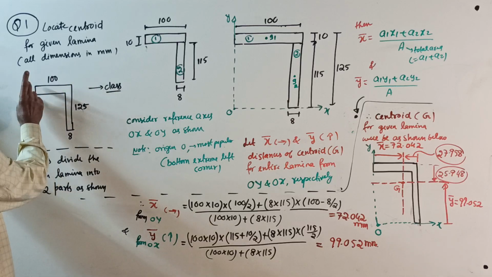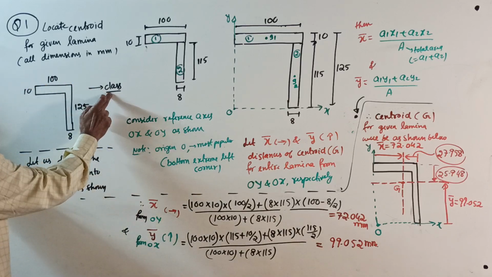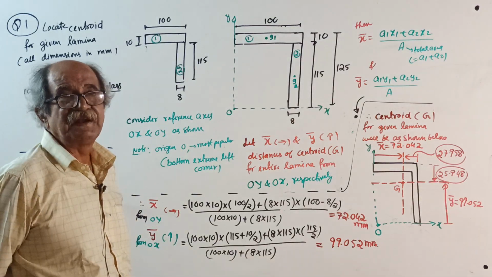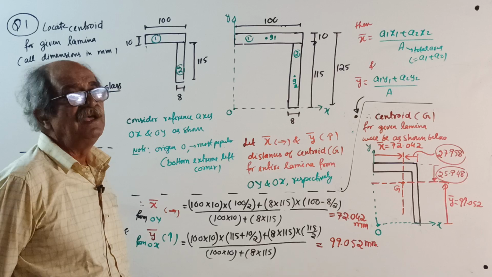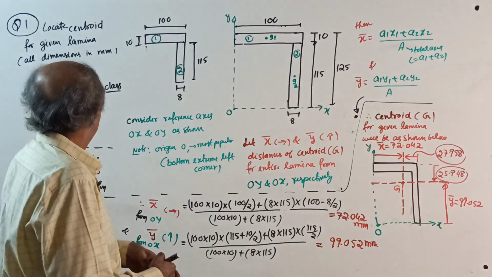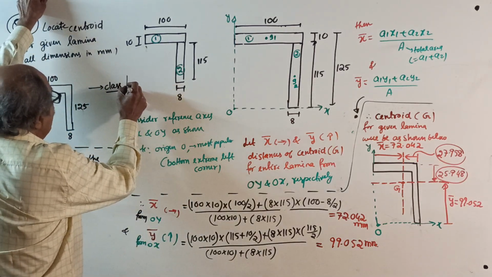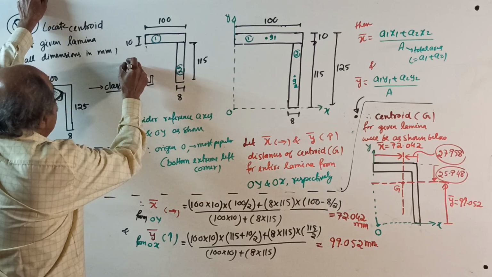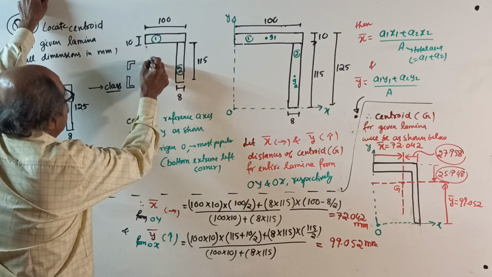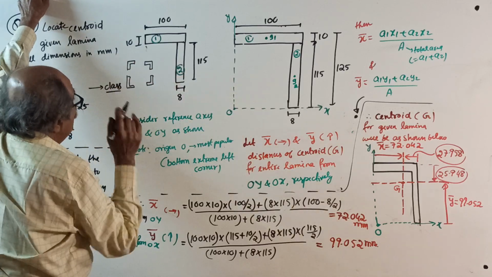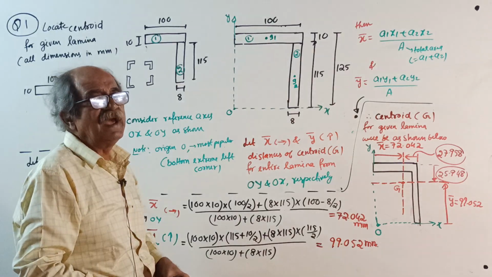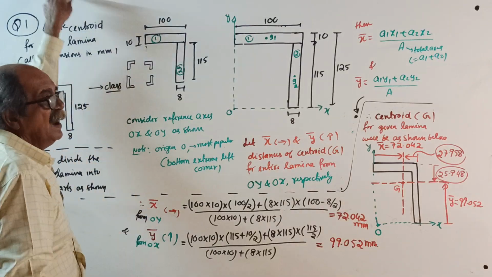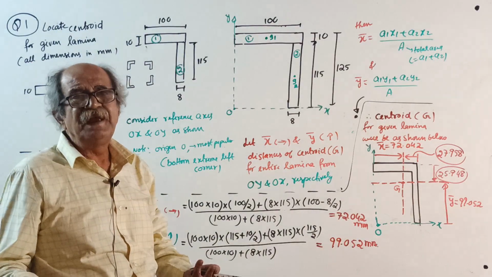See, 100, 10, 125, 8. This is actually called angle section. In structural engineering, it is called angle section. Some people call it L section. Angle section means it can be like this, sometimes like this, like this, or like this also. Now, there are equal angle and unequal angle. Equal angle means the two sides are equal, thickness are equal. Unequal angle means sides are different.